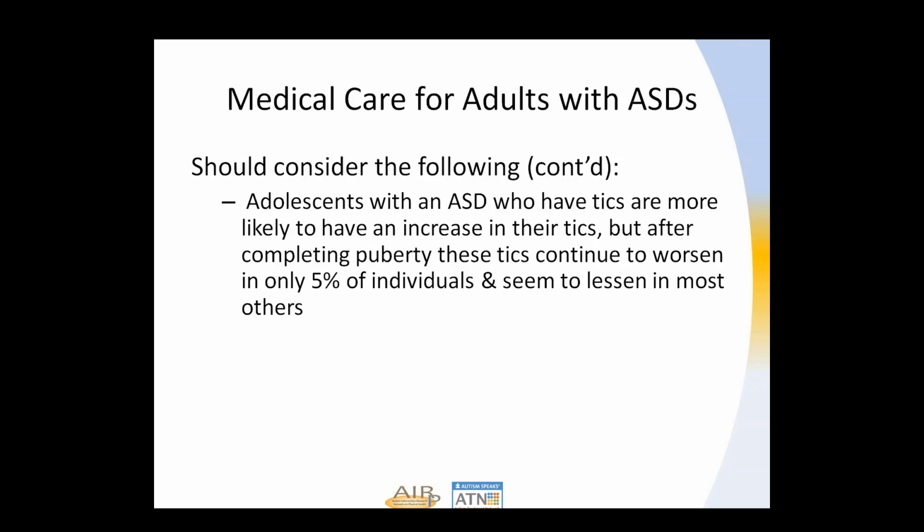In addition, adolescents with autism who have tic disorders, during puberty, they're more likely to have an increase with those tics, but after completing puberty, the tics seem to stabilize. They continue to worsen only in a small percent of individuals, and most of the time they get better. So this is helpful information to families who are wondering what's going to happen in the long run for their now adult child. Next slide, please.